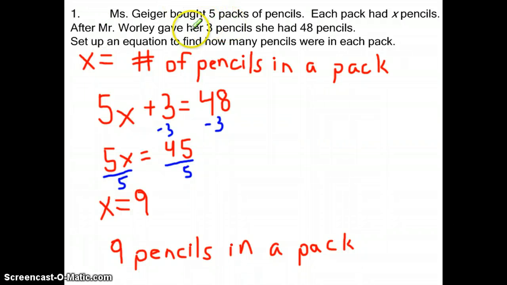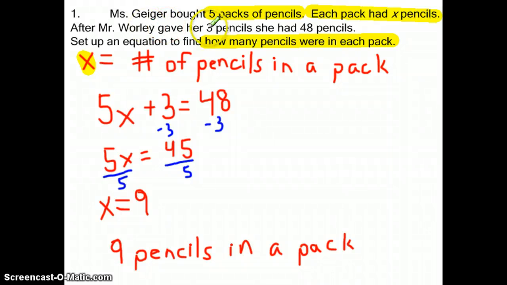Alright, the first thing we need to look at is what's this question asking for? Well, it wants to see how many pencils were in a pack, and that's going to be our variable because it tells us right here each pack had x pencils. So if we look down below, I made x our number of pencils in a pack, and it says she bought 5 packs of pencils. So if we had 5 packs with x in each pack, we take 5 times x. That's why we got 5x.